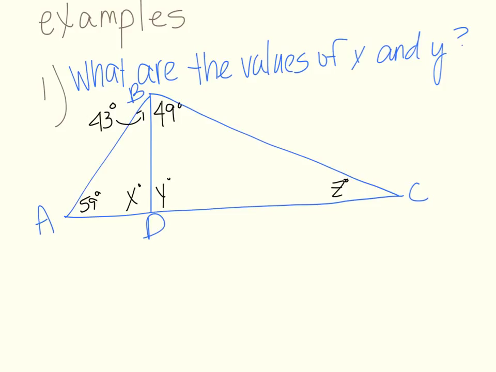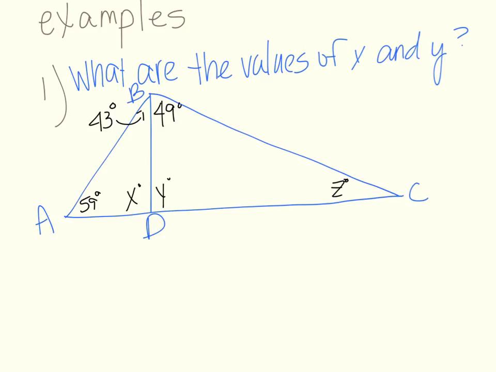Out of the 2 between x and y, there's one that's going to be easier to find than the other. And if you look at this, you'll see that x is actually the easier one because you know angle A and angle B. And we know that the theorem, the triangle angle sum theorem, says that all 3 angles add up to 180 degrees. So if we add 59 to 43, we can then subtract that from 180, and that's going to give us angle x.